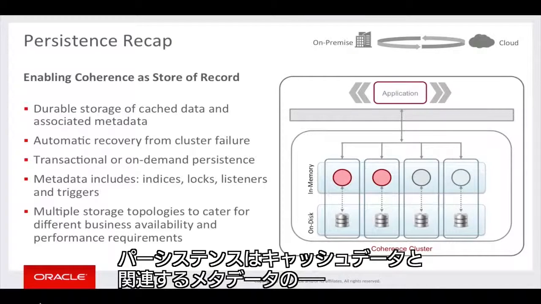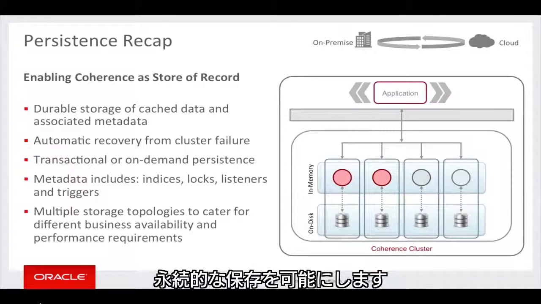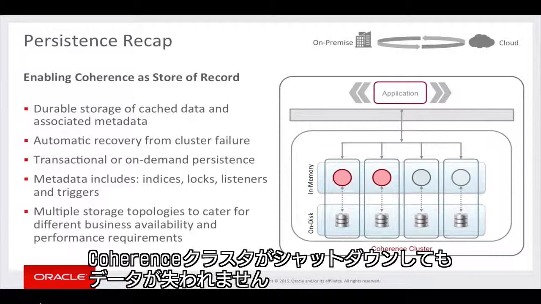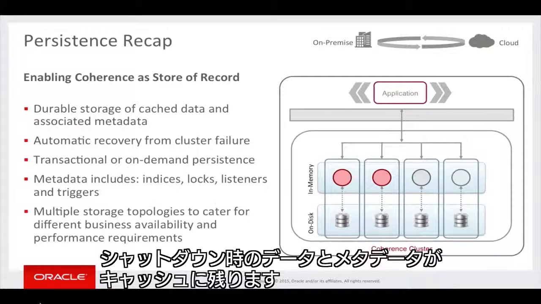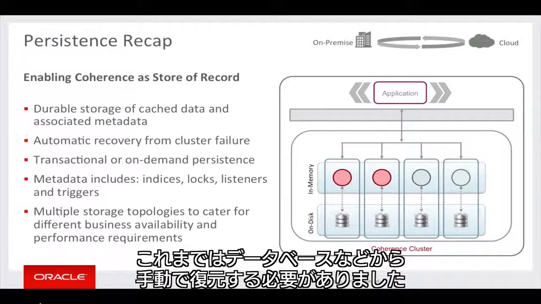In 12.2.1, the new persistence feature provides durable storage of your cache data and associated metadata. This means that data will not be lost on scheduled or unexpected shutdown of a Coherence cluster. On Coherence cluster startup, the persistent data is automatically recovered and the caches are populated with the data and metadata present at the time of shutdown. In previous versions, you would have had to manually warm the caches from the database or other location.